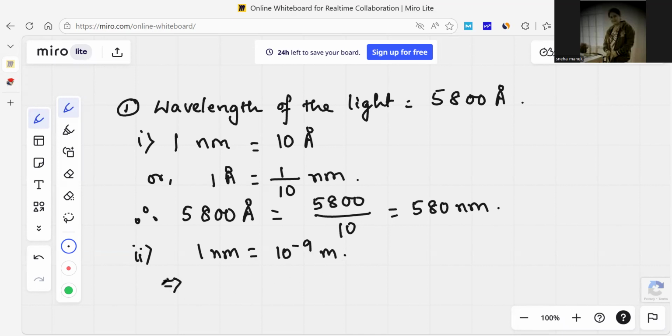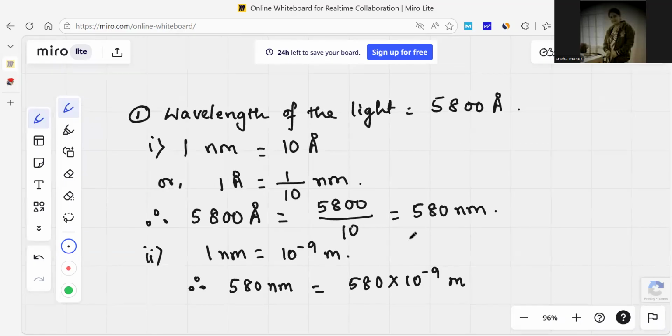So I can write this, we can give an arrow sign or therefore sign, 580 nanometers is equal to 580 into 10 to the power minus 9 meters. Now, obviously, we can't leave the answer here because it should be in the proper form, that is, to the power 10. So we can write this as 5.8 into 10 to the power minus 7 meter.